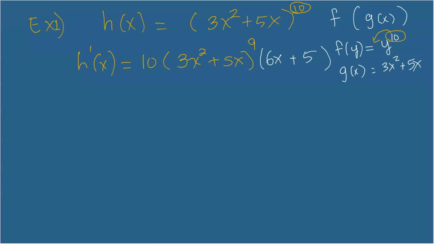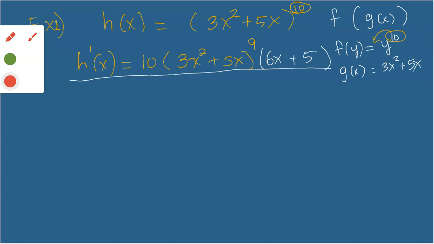What can you do with it? I don't know, multiply it out or not. That looks pretty simplified. That's the derivative of h of x. Okay, and as you can see here, this is the derivative of f evaluated at g of x multiplied by the derivative of g evaluated at x. All right, so let's look at another example.